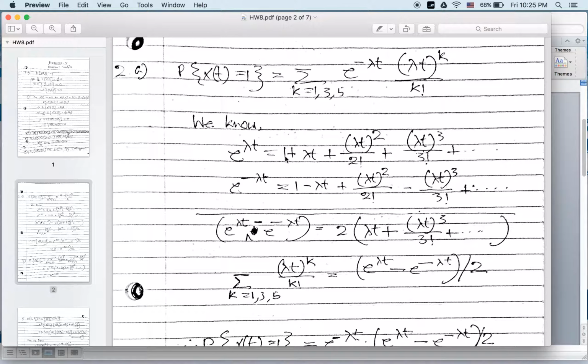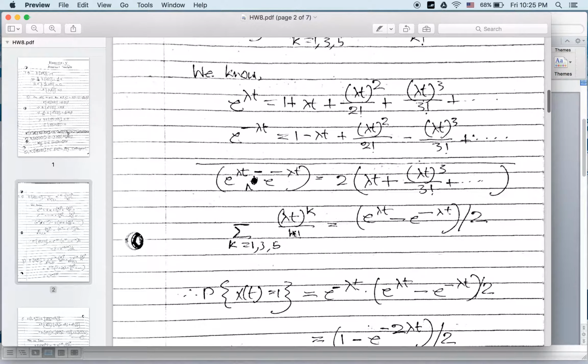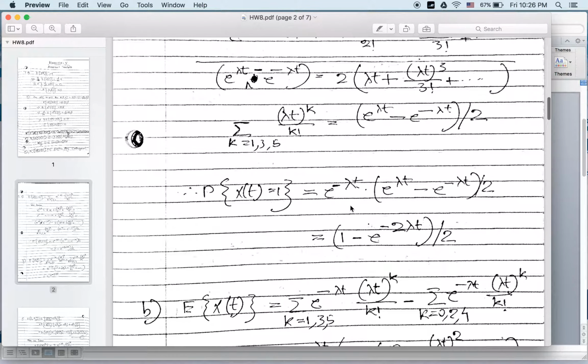So e to the power lambda t equals 1 plus lambda t plus (lambda t) squared by 2 factorial plus (lambda t) cubed by 3 factorial, and e to the minus lambda t equals 1 minus lambda t plus (lambda t) squared by 2 factorial minus (lambda t) cubed by 3 factorial. We subtract e to the power minus lambda t from e to the power lambda t, and so we get that the summation of (lambda t) to the k by k factorial over odd k is equal to (e to the lambda t minus e to the minus lambda t) upon 2. So after some calculation, the probability of X(t) equals 1 can be written as (1 minus e to the minus 2 lambda t) divided by 2.